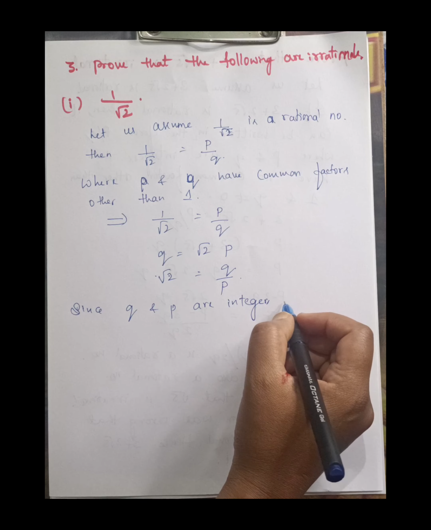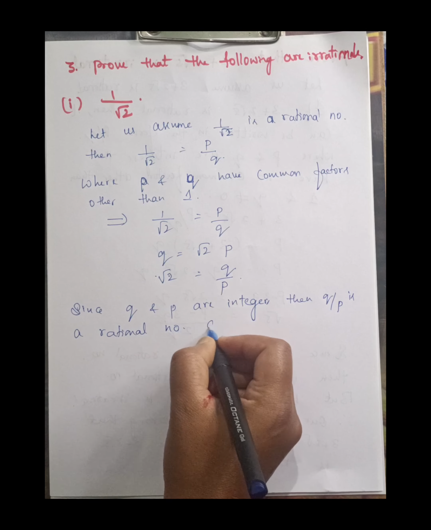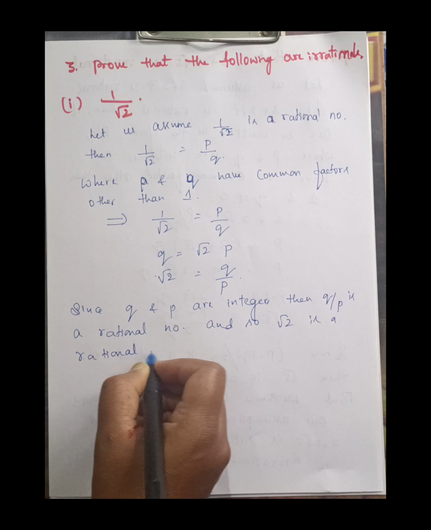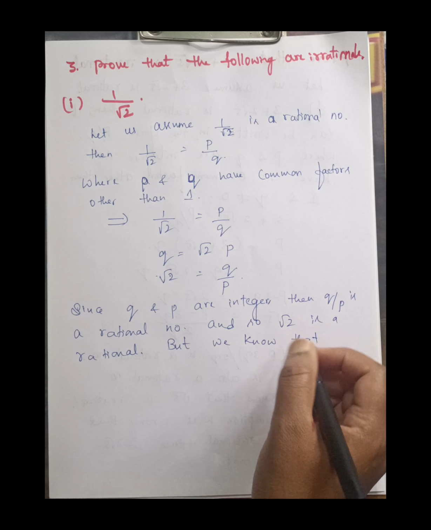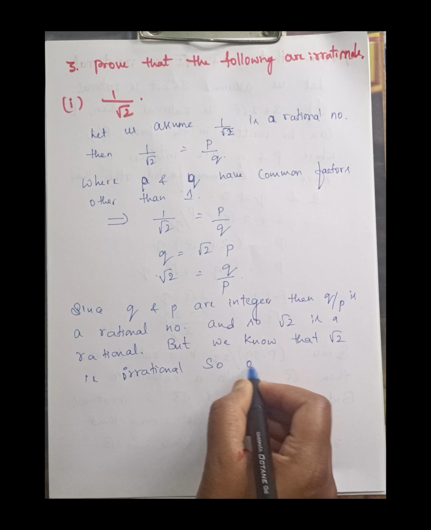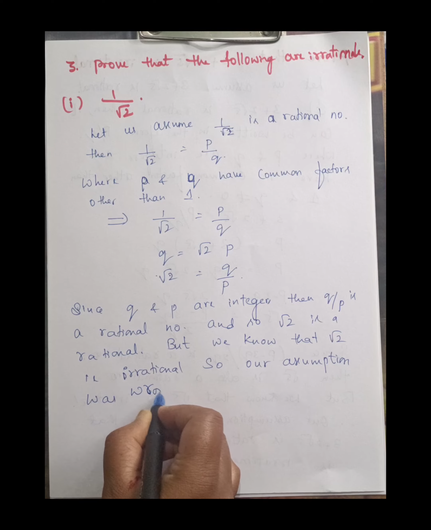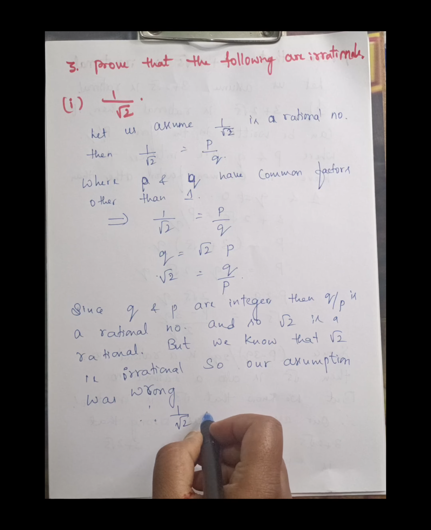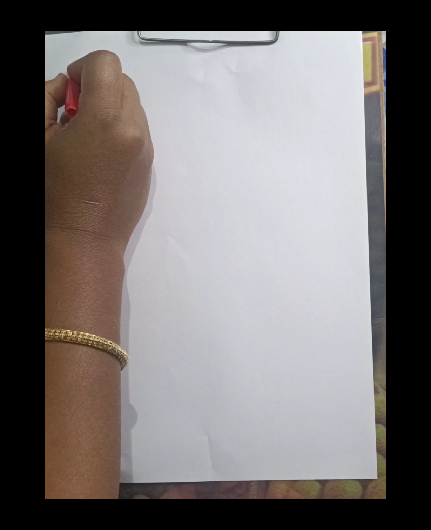Since q and p are integers, q by p is a rational number, and so root 2 is a rational number. But we know that root 2 is irrational. So our assumption was wrong that 1 by root 2 is rational. Therefore, 1 by root 2 is an irrational number.